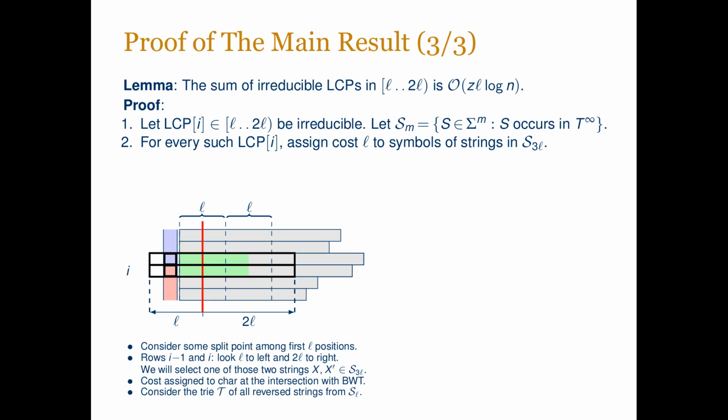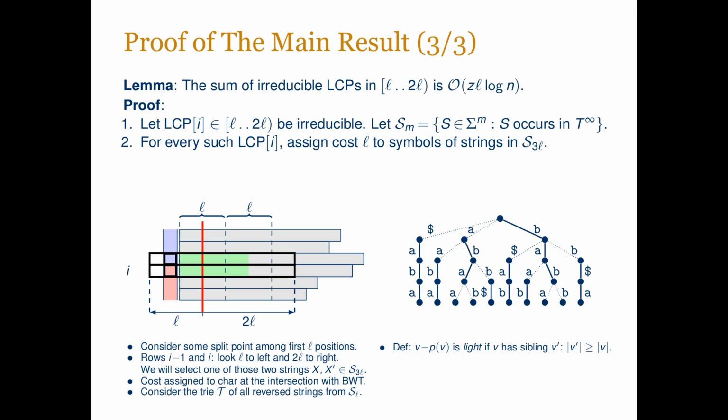To make the decision about which of these two strings to choose, consider a trie T containing all reversed substrings of length L of the text. In this tree, we define any edge connecting a vertex V to its parent P of V as light if V has a sibling such that the size of this sibling, defined as the number of leaves in the subtree, is greater or equal than the size of V. To choose one of the strings among X and X prime, let K be a position such that X[K] is the character intersecting the BWT column. In this example, the value of K is 2.